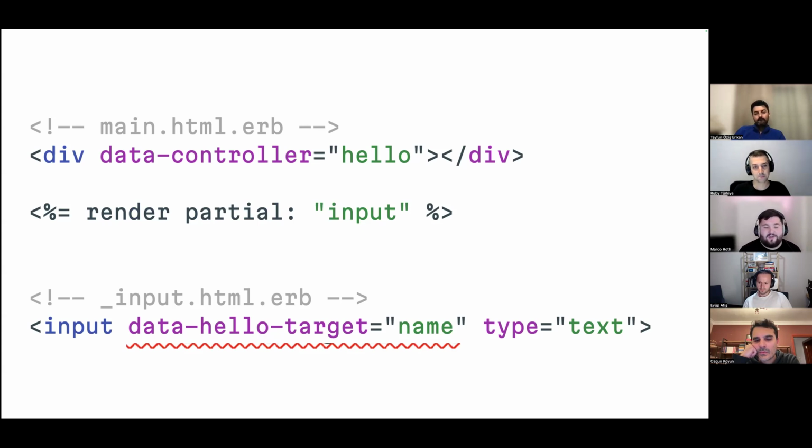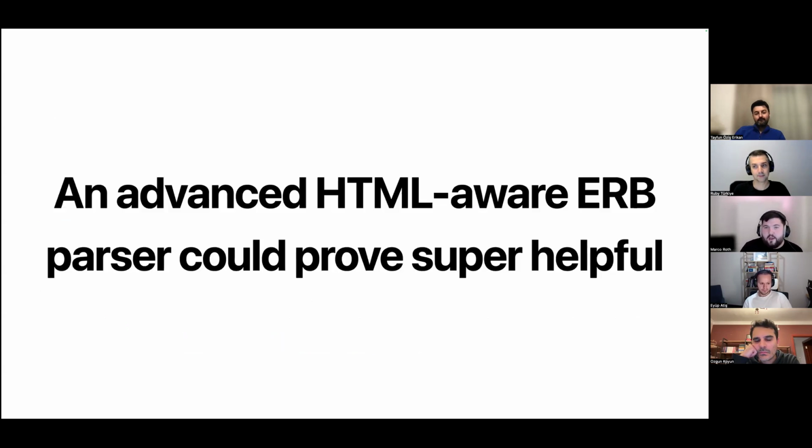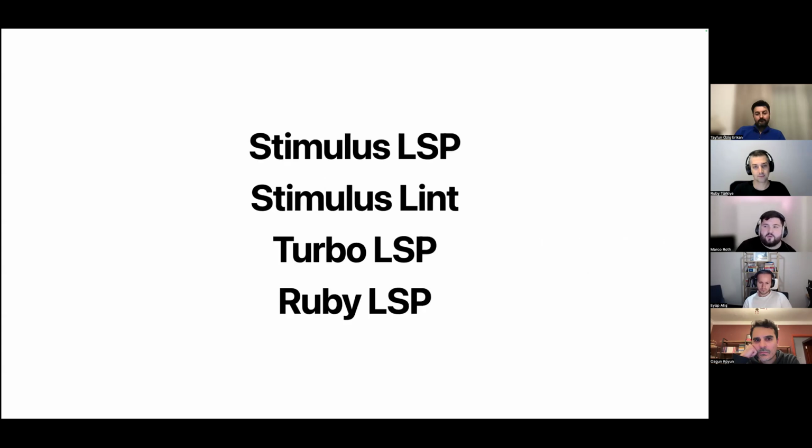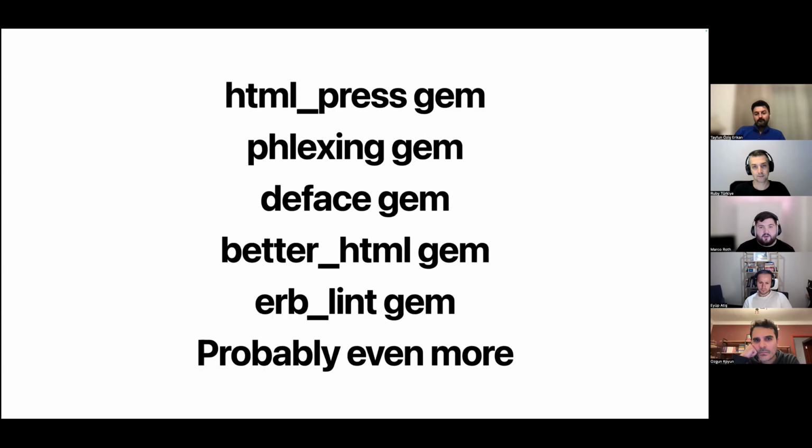And if the editor just tells you at the time you write it, you're so much more efficient. So that's why I think an advanced HTML ERB parser could prove super helpful. It could power these tools. And while I was researching some of this, I found some of these gems could even make use of that too, to make their lives easier on how they parse HTML and ERB.